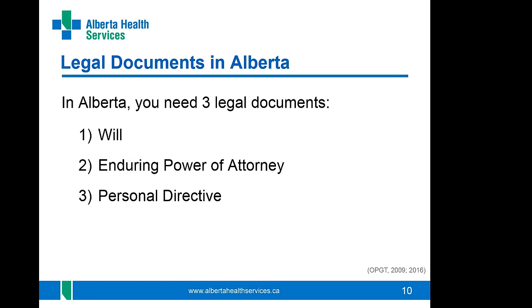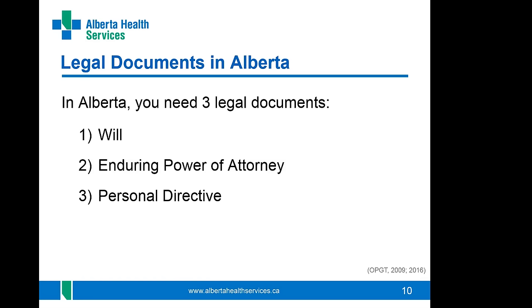So the second document there is an enduring power of attorney. So this document does come into play while we are still alive, but it only has to do with financial or money decisions. So an enduring power of attorney allows you to name a decision maker called your attorney, but they only have authority over money matters. So they can't make decisions about your healthcare if you've written their name in an enduring power of attorney.